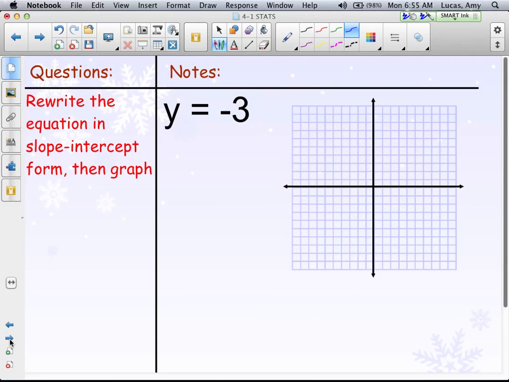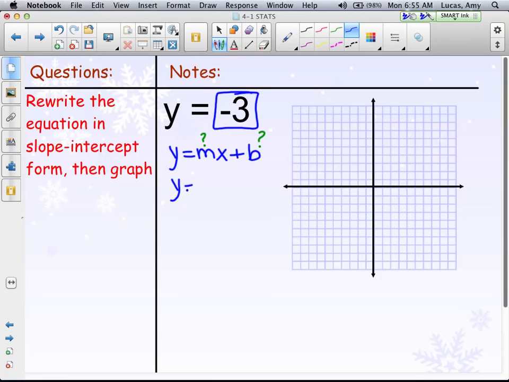Okay, this next one, y equals negative 3. Well, this is already written in slope-intercept form. Now, what you need to remember, we talked about in chapter 3, but this is tricky. This is really tricky. When you look at your slope-intercept form, the question is, what does this negative 3 represent? Does it represent a slope or an intercept? Well, it does not have an x attached to it. So that means that it is not a slope. It has to be an intercept.